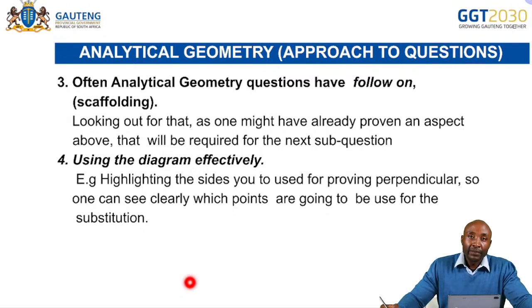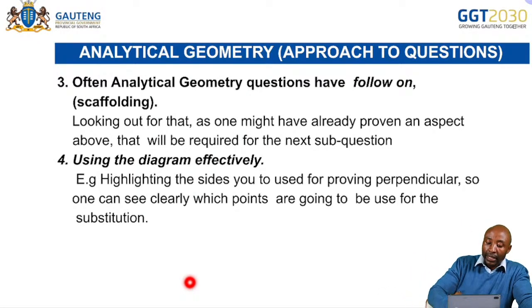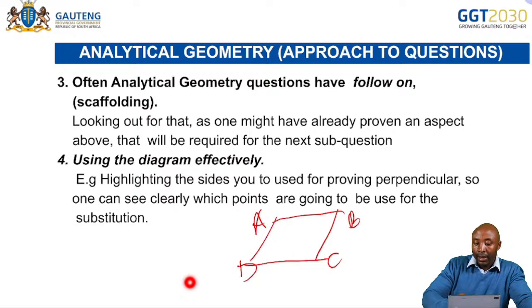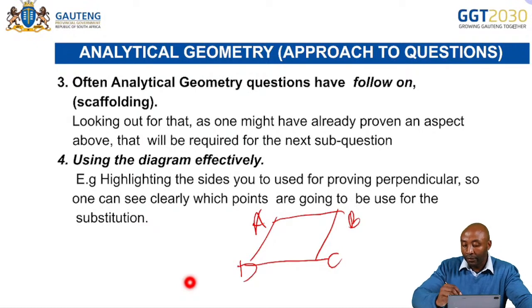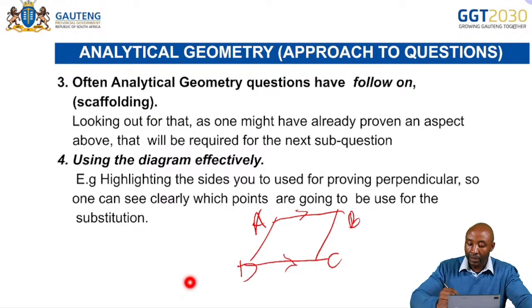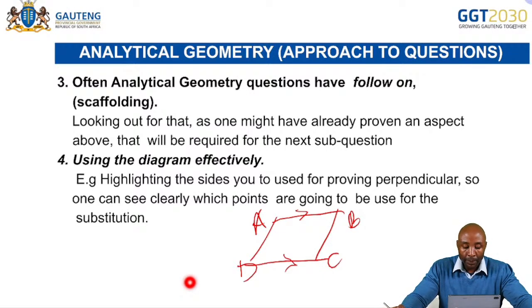Use the diagram effectively. Please add information. If you are having a shape and they are saying AB is parallel to CD, in that particular shape, indicate the parallel lines on the diagram. If I have A, B, C, D like that, you are able to see the order of how the coordinates are going. And if they're saying AB is parallel to CD, you indicate in your diagram so that you are already knowing what to use next. The gradients are the same and so on. Highlight the sides if you are proving perpendicular and so on.